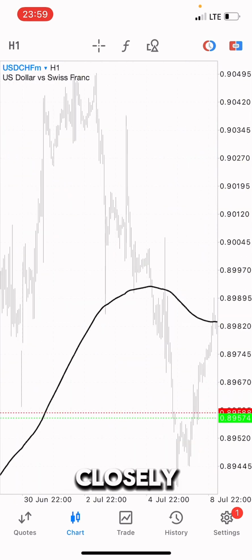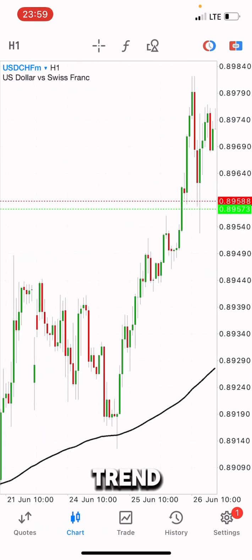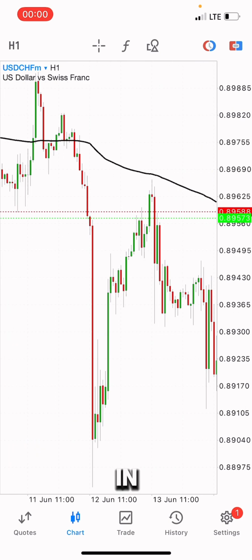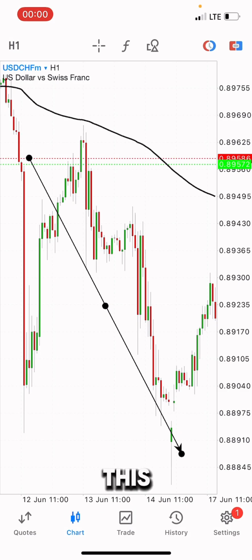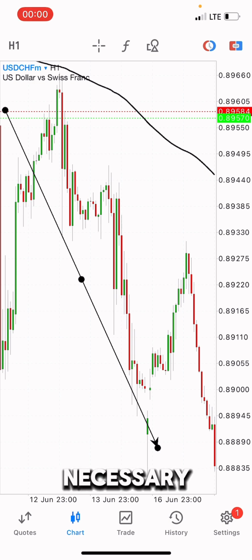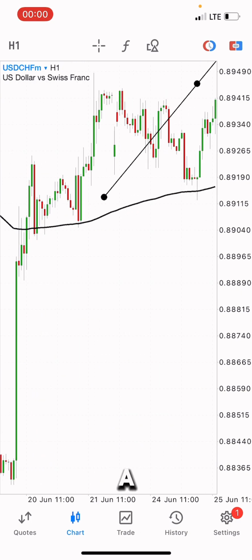If you look closely, you would see that the moving average helps us to determine the trend. In this trend, you can see that price was in an uptrend, and in this trend you can see price was in a downtrend. So this moving average helps you to know what trend you are inside in the chart. Instead of going to the higher time frame, going to the daily time frame to know the trend, and then coming back, all those things are not necessary, because the moving average is doing it for you on a smaller time frame.